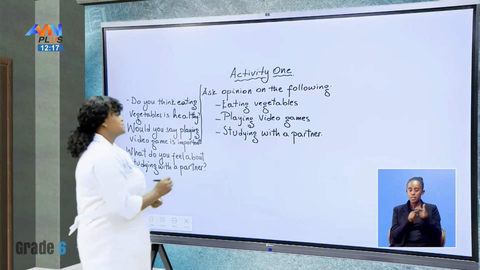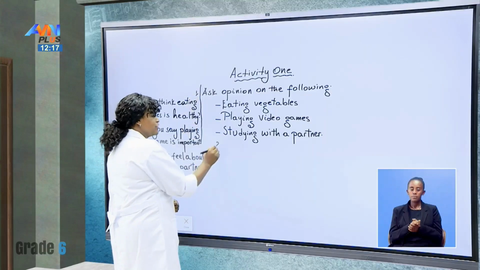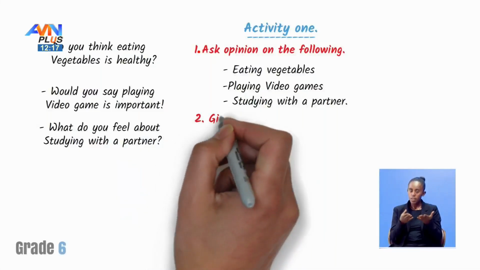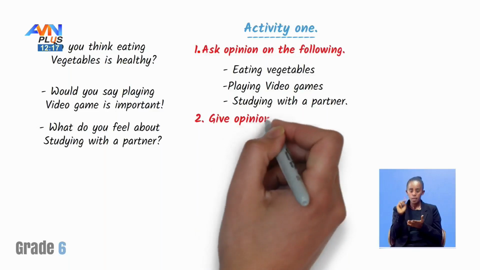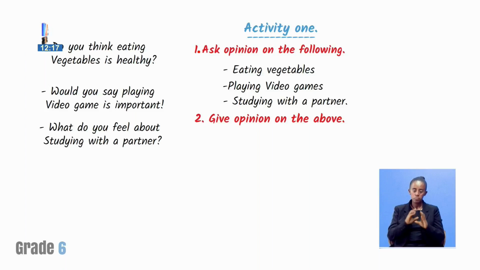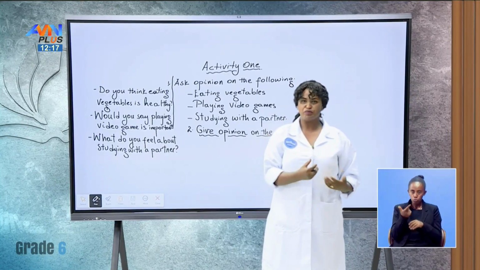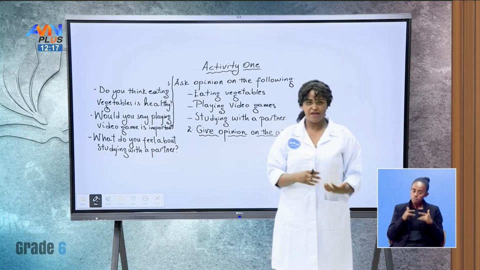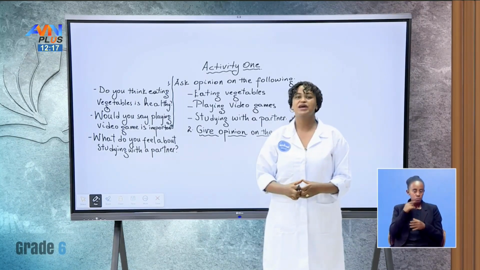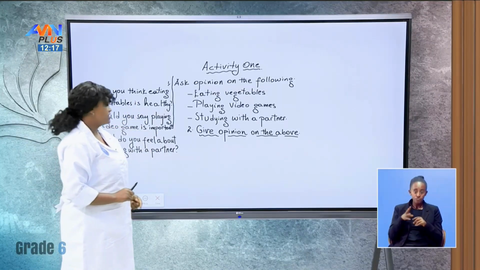The second task is, this is the first one, and the second one, give an opinion. Give opinion on the above. So remember, when you give opinion, use the language patterns, in my opinion, I feel, I think, I would say, etc. Whichsoever you like, okay? The first one says what? Do you think eating vegetables is healthy? Then how do I say?